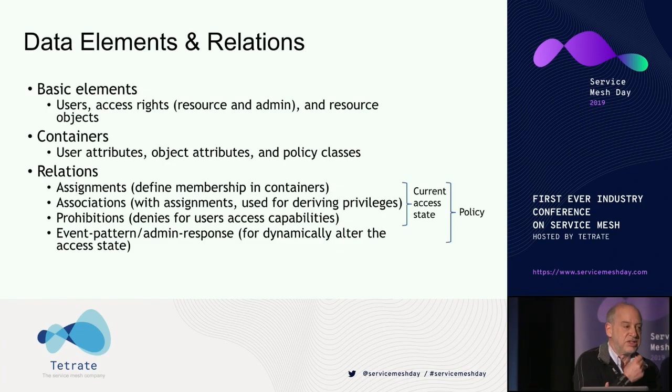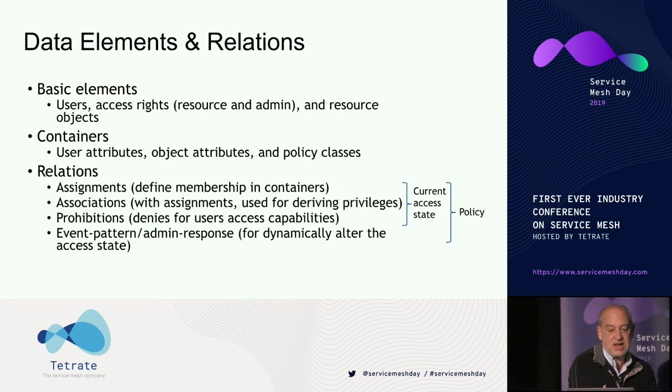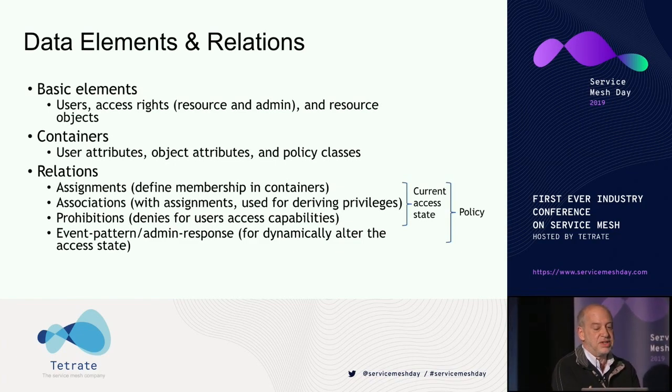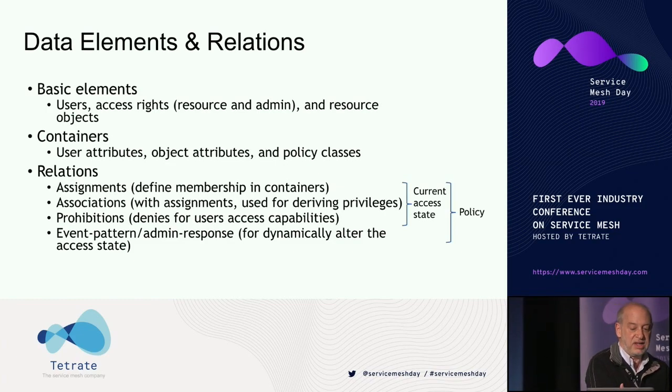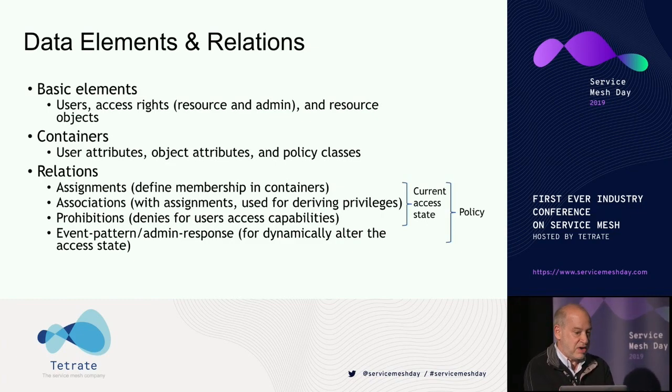So these are the data elements and relations that comprise the access control data. These provide the basic ingredients for the expression of a wide breadth of access control policies. So they include things like users, access rights, resource operations. So we have three types of containers: user attributes, object attributes, and policy classes. And finally, a set of relations, which are just assignment for creating membership into containers or attributes. Associations with assignments can be used to derive privileges.